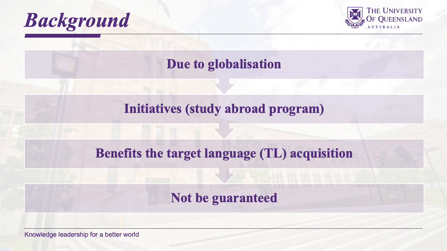Due to globalization, American universities promoted some initiatives like study abroad programs in order to improve students' skills. Educators believe that studying a language in the target language speaking country can foster target language learning because we have more opportunities to practice the target language outside the classroom. But study abroad doesn't guarantee that language proficiency will definitely be improved.